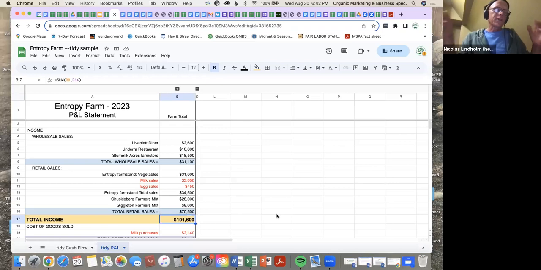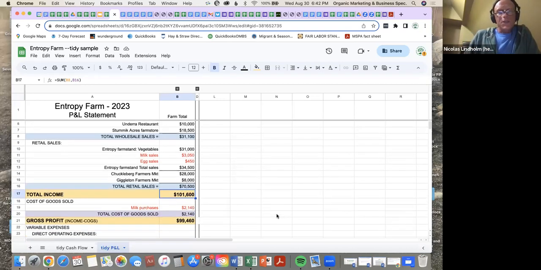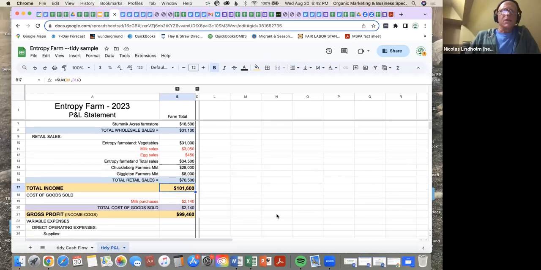That's a big difference. You're not really a $140,000 vegetable farm, you're a $100,000 vegetable farm. And again, there's nothing wrong with this. It's just how you understand and talk about your farm, and how certain decisions are impacted by the kind of information that your chart of accounts can be telling you.